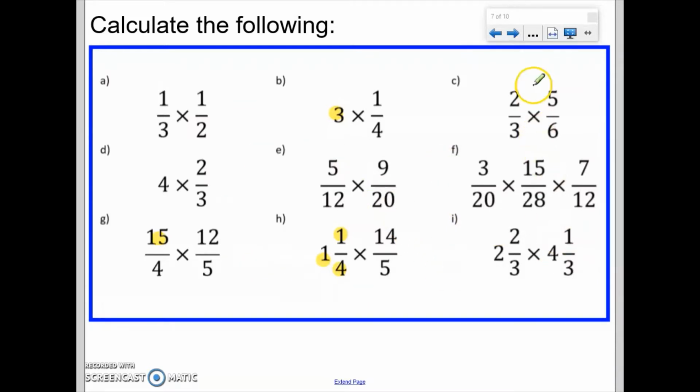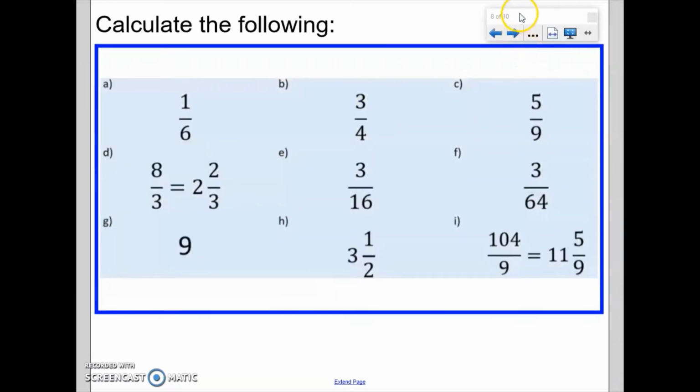As you've worked through the 9 questions, your solutions should look something like this. So just spend a little bit of time marking and assessing your own work, making sure that you have simplified your answer if possible. Okay, so we focused on some multiplication questions there. In the next task, we're going to have a look at some division questions.